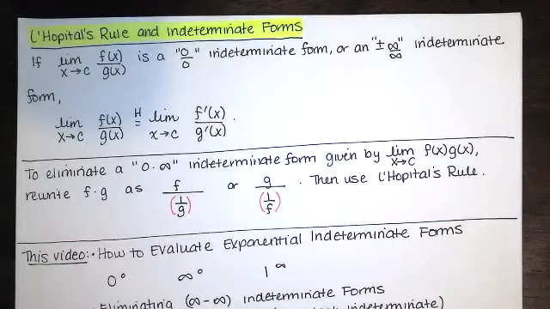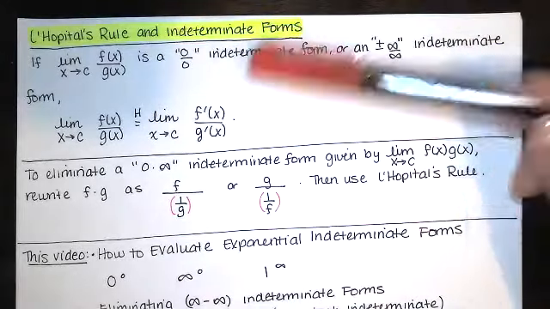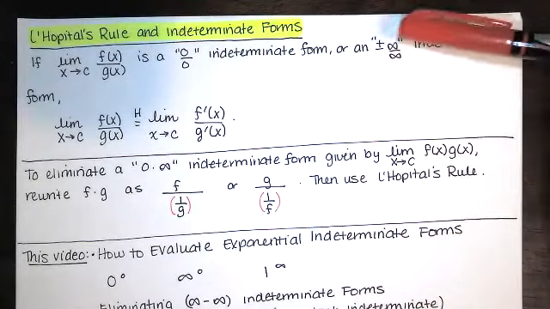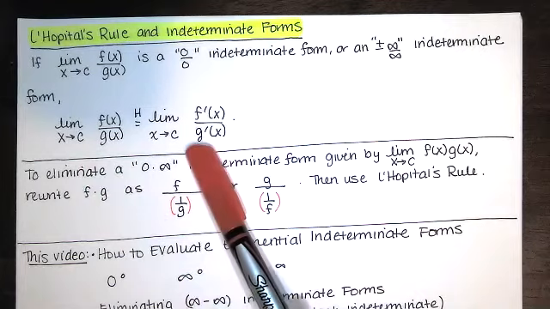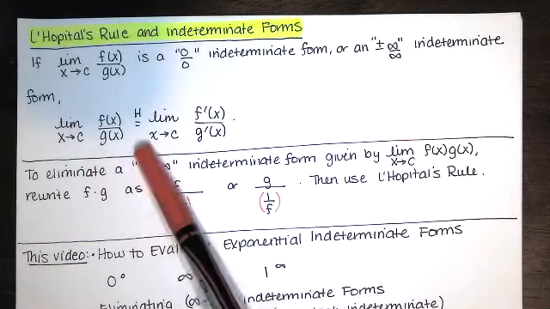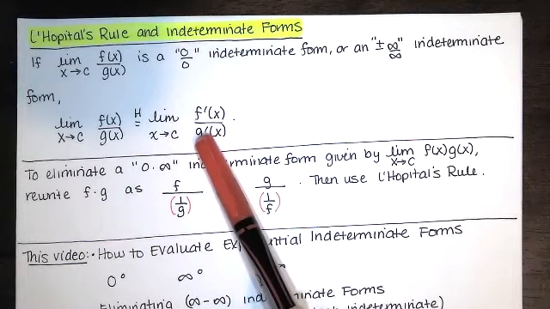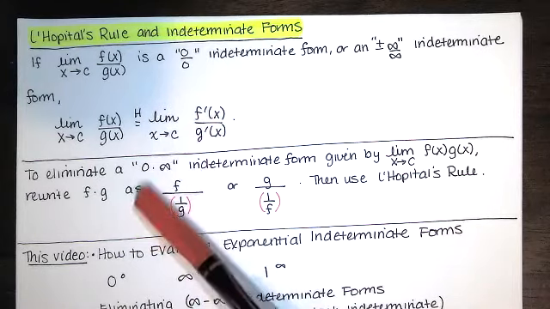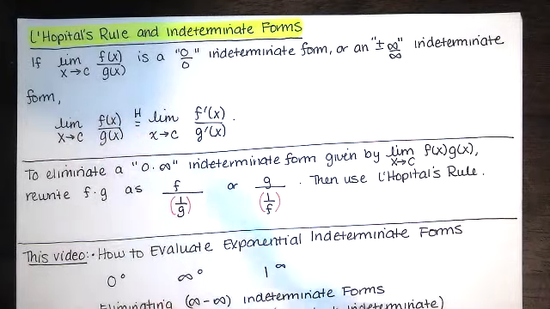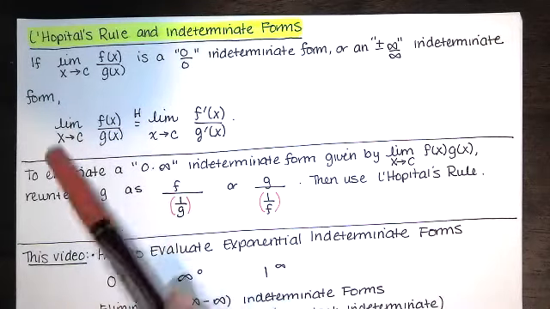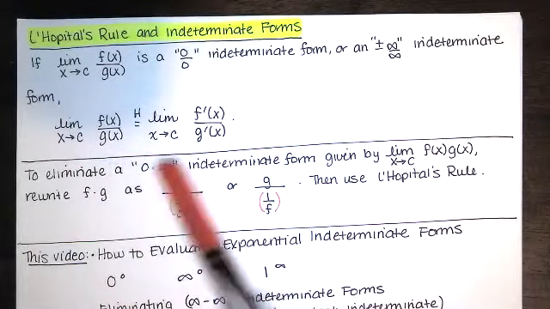So L'Hopital's rule says that if the limit as x approaches c of f of x over g of x is a 0 over 0 indeterminate form, or a plus or minus infinity over infinity indeterminate form, then this limit is equal to this limit. So all you have to do is take the derivative of the numerator and the derivative of the denominator separately and evaluate this limit instead. Now this notation can be changed slightly. Here we're assuming c is a finite number, but c could be positive infinity or negative infinity. We could approach c from the left or the right, and all of those limits, this still would hold with that change of notation.